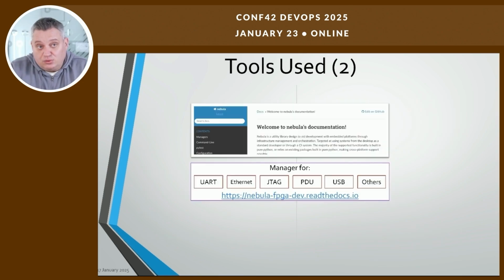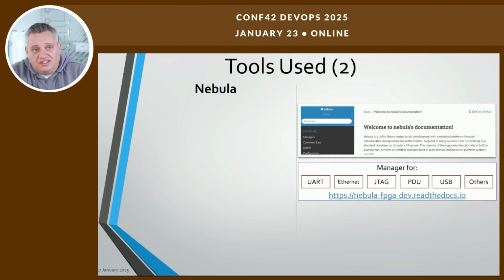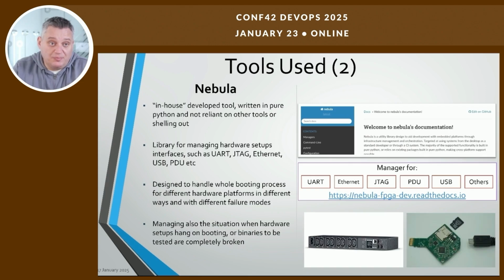Another tool used is Nebula. This tool was developed by us and consists of a collection of Python scripts that manage hardware connections, such as sending word commands, configuring Ethernet IPs, sending files through SSH, and so on. In the event of a hardware setup failure, we can physically reboot the system and bring it back online using a power distribution unit and USB SD card mux. Both of them are also controlled through Python by Nebula.